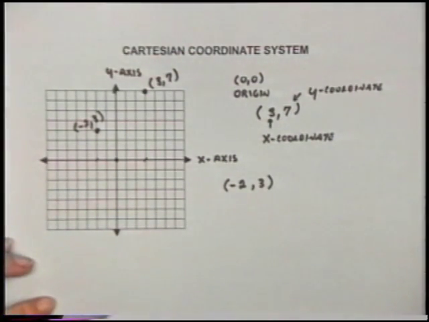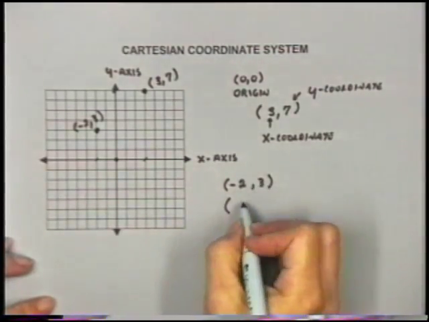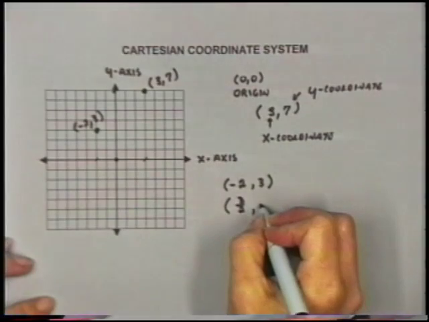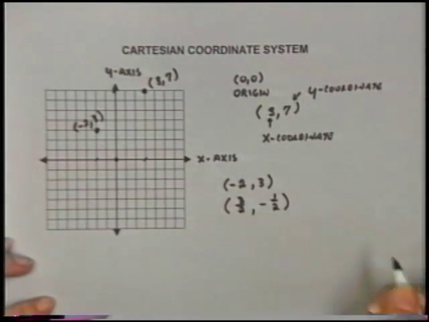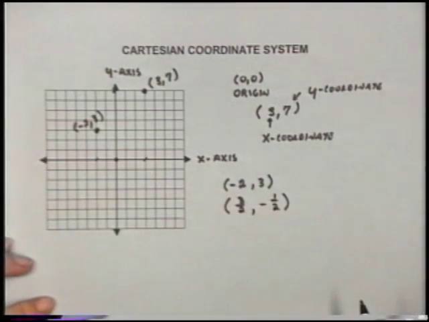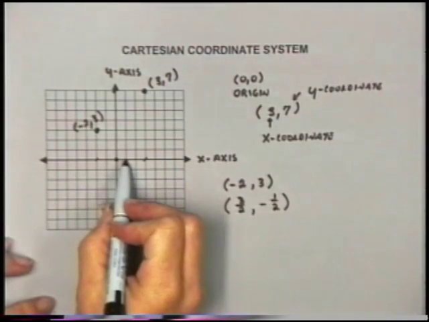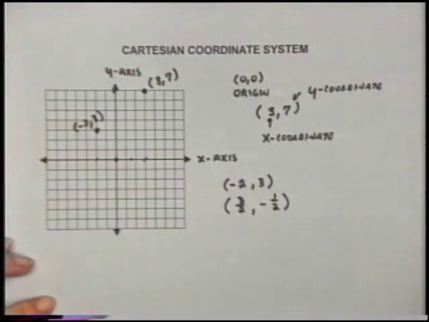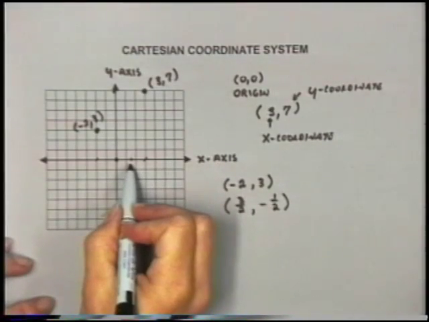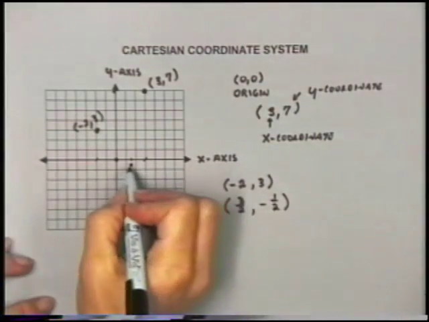Let's locate an ordered pair that has a fractional value. Let's suppose that our x-coordinate is 3/2, and perhaps our y-coordinate is -1/2. Now recall that 3/2 is 1 and 1/2, and that's a positive number for our x-coordinate. So from the origin, I will go in the positive direction 1 and 1/2 of a unit. And then since my y-coordinate is negative, I will go down 1/2 of a unit. That will place me kind of in the center of that little square right there.